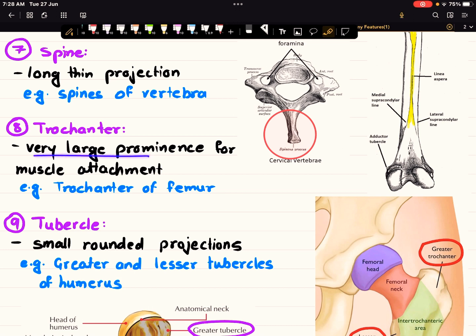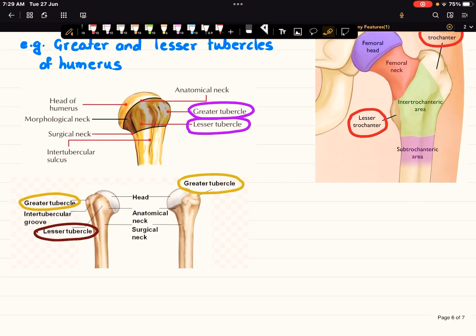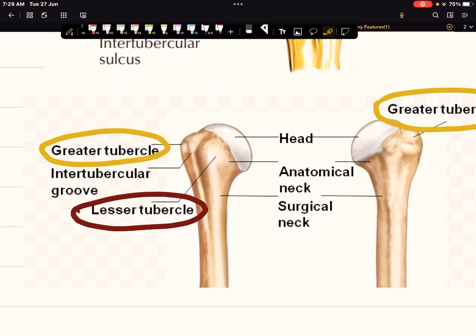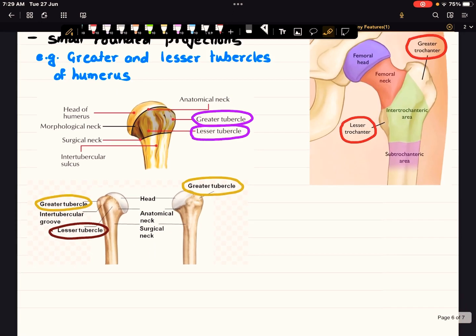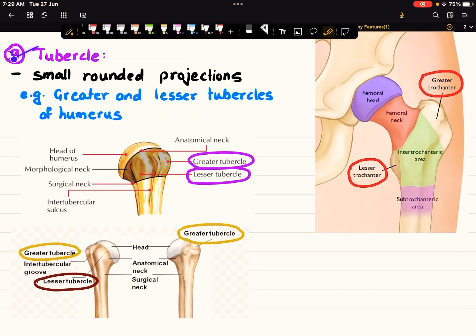Now coming towards the tubercle. The trochanter is a large prominence, tubercle is a small rounded projection. Now what is a small rounded projection? As you can see, the example is greater and lesser tubercles of humerus. This is the greater tubercle of humerus and this is the lesser tubercle of humerus. If you want to see it clearly, you can see here very clearly that this is the lesser tubercle of the humerus and this is the greater tubercle of humerus, and these are small rounded projections. From the lateral aspect, you can see that this is the greater tubercle, hence this explains the terminology tubercle.